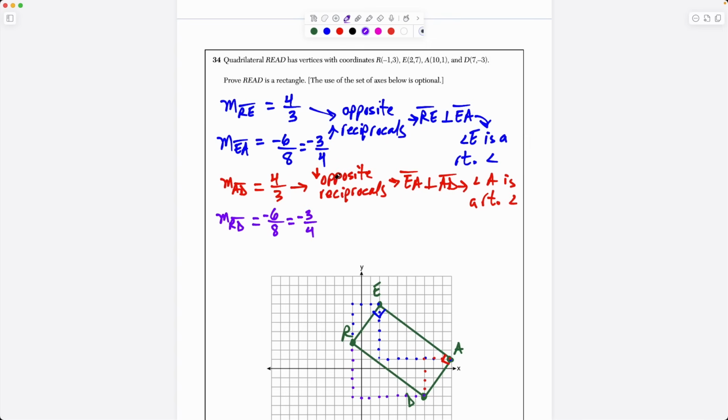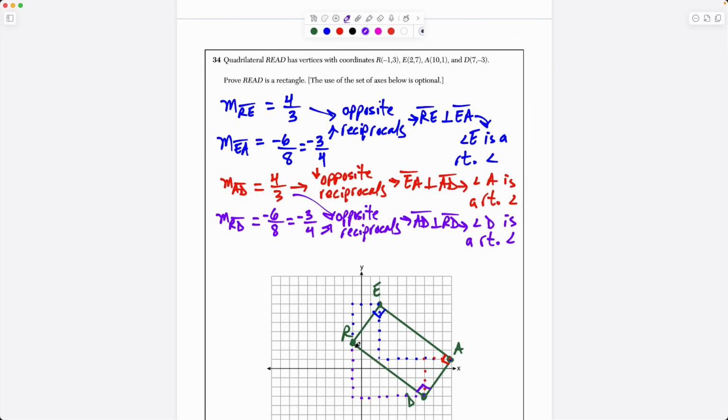And notice that these two slopes, this one here and this one here, are opposite reciprocals. Okay, so these are opposite reciprocals, which tells us then that AD is perpendicular to RD. And if AD is perpendicular to RD, that means angle D. So this tells us that angle D is a right angle.